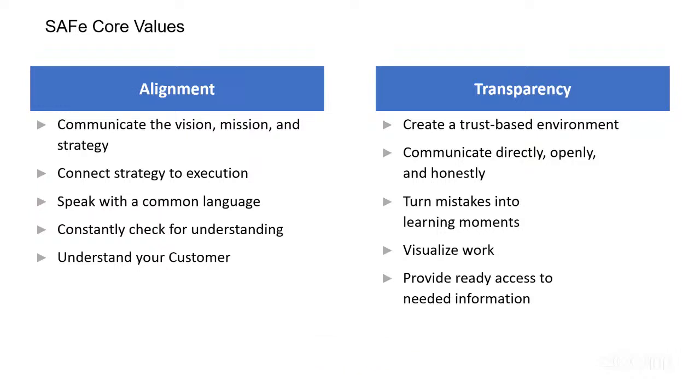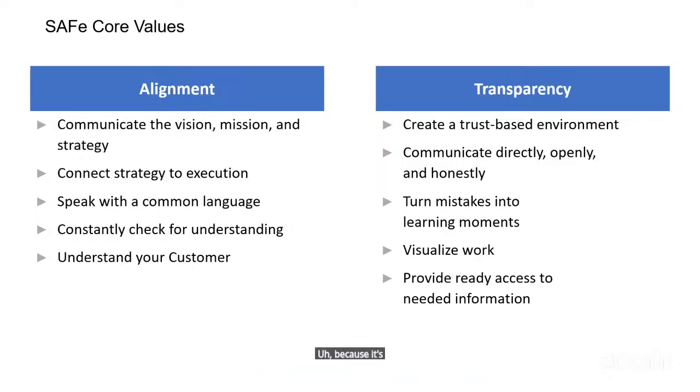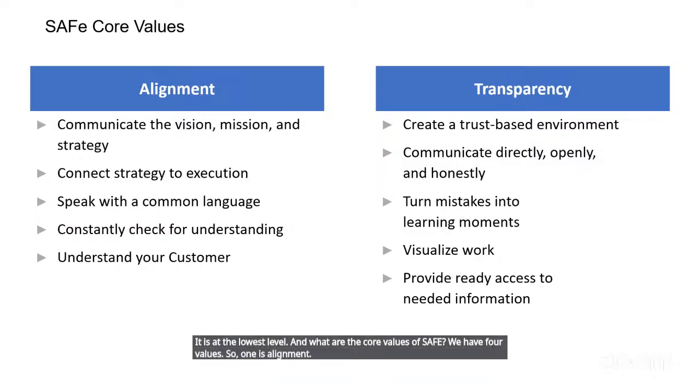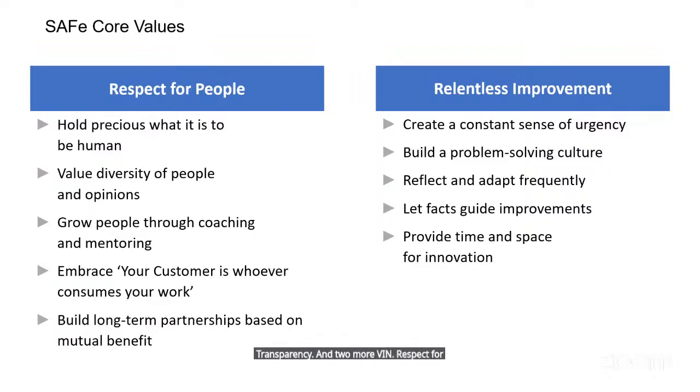Like any framework, we will have values and principles at the high level, and then we will have practices at the lower level, and at the lowest level we have tools, various tools that are used, because a tool is not a human thing, so it is at the lowest level. And what are the core values of SAFe? We have 4 values: alignment, transparency, respect for people, and relentless improvement.